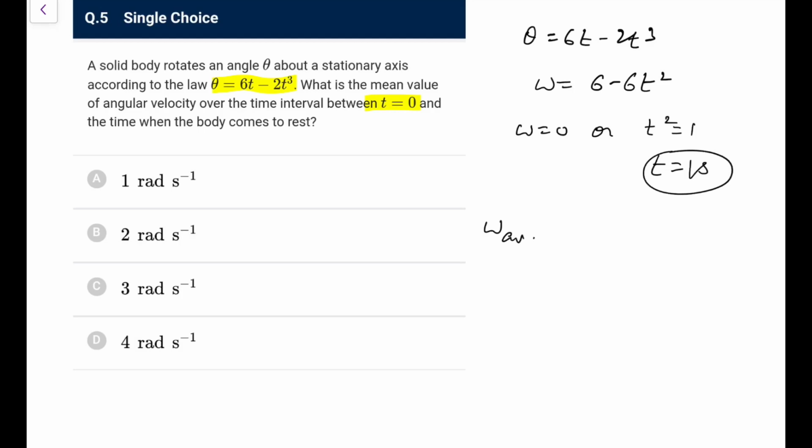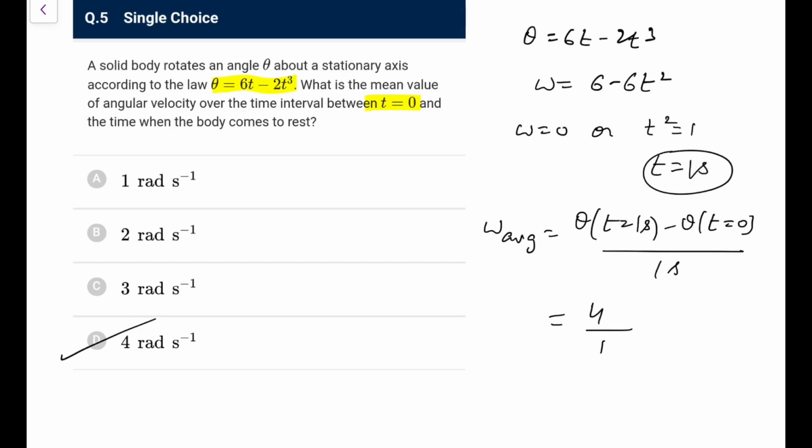So you have to find omega average between t equal to 0 and t equal to 1 second. That would be theta at 1 second minus theta at 0 second divided by the time taken, that is 1 second. At 1 second it would be 6 minus 2, that is 4, and at 0 it was 0, so that is 4 by 1, so 4 radian per second. That would be the answer that we would be taking. Next one.